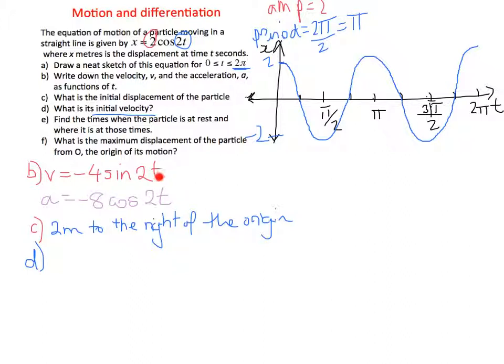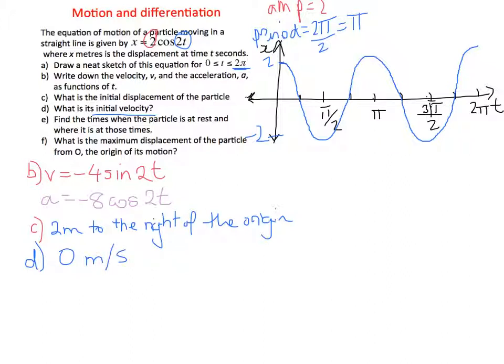If you were to sub in t equals 0 into the equation, you get negative 4 times sine of 2 times 0. 2 times 0 is 0. Sine of 0 is 0 times negative 4 is still 0. So the initial velocity is 0 meters per second.